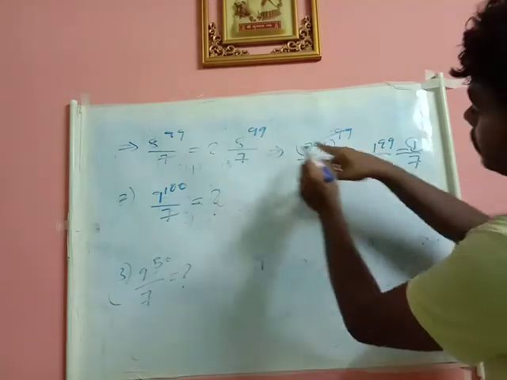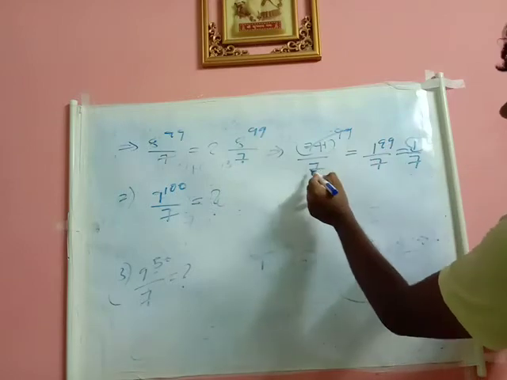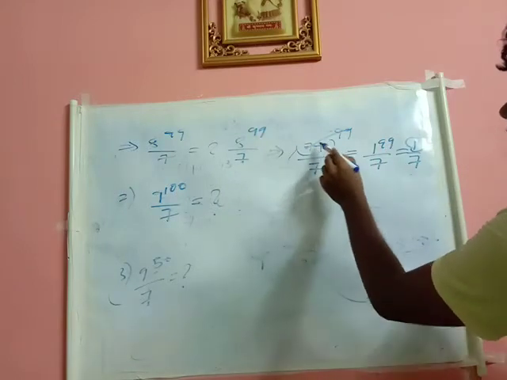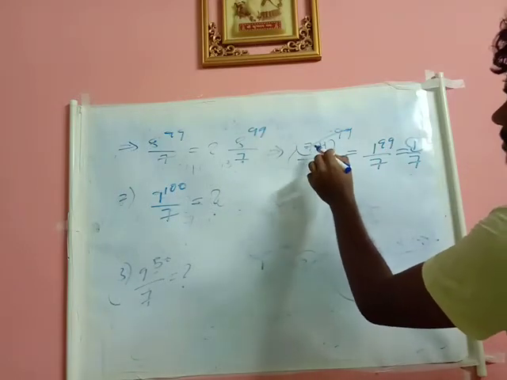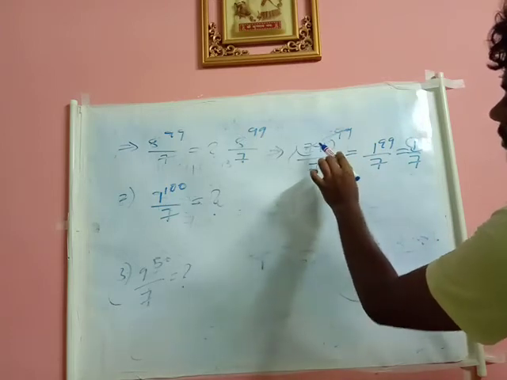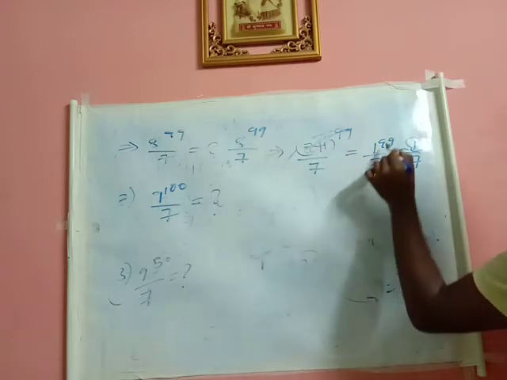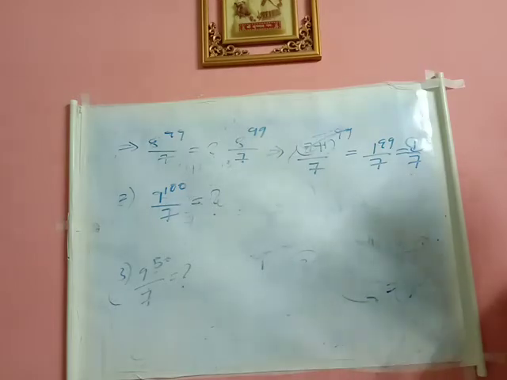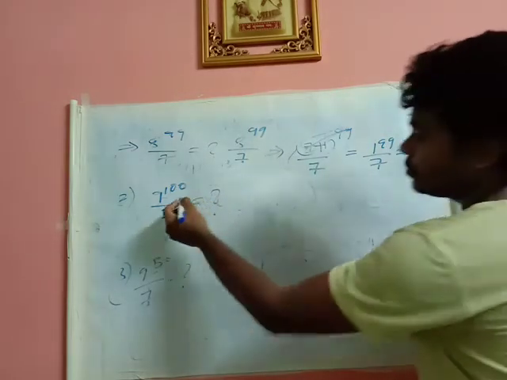I can write 8 as 7 plus 1. So here I am having 7 as common. Whichever term is common, I should take that term in the numerator. So 7 power 99 I will take, and 1 power 99 into 7, which is equal to 1 by 7. Right? Now coming to this.